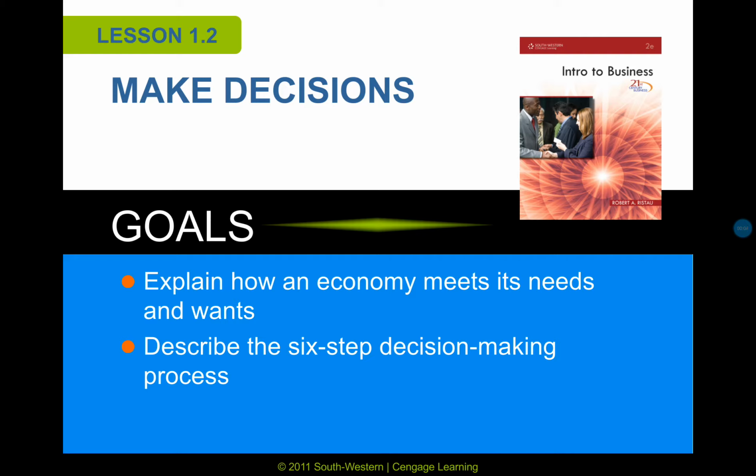We're still in our Intro to Business book. We're going to be looking at Lesson 1.2, Decision Making. In this section, we're going to be explaining how an economy meets its needs and wants and describe the 6 steps in the decision-making process.